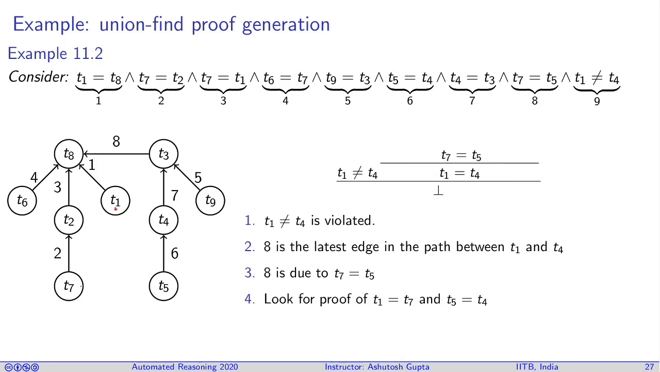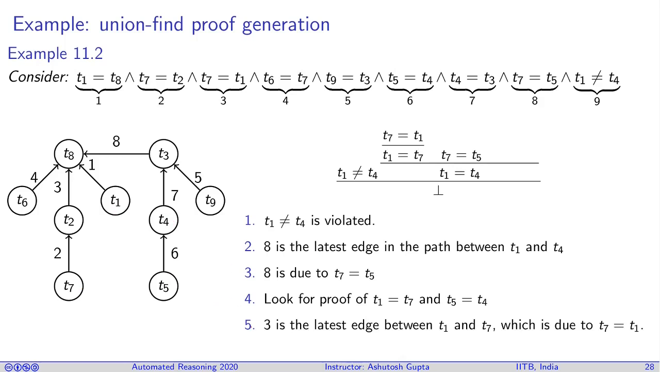So if you look, T1 and T7 are here, and T5 and T4 are here. Okay? So let's continue, and 3 is the latest edge, 3. That brought T1 and T7 into the same equivalence class. You go and check what my third edge was, and it was T7 equals T1. Oh, you found it. So I was looking for who made T1 equal to T7, and that was T7 equals T1. Therefore you can apply symmetry and you get T1 equals T7.